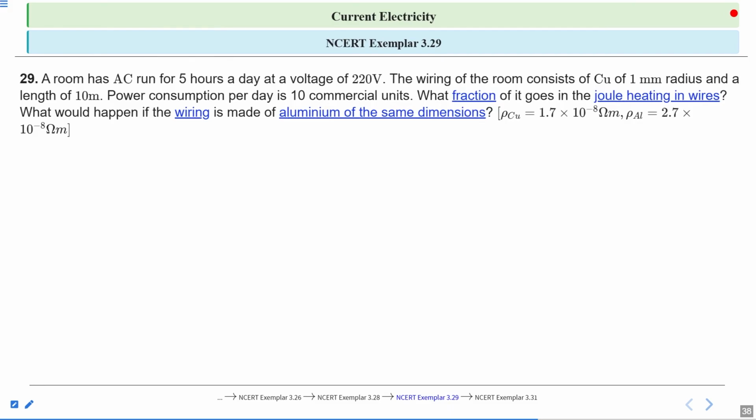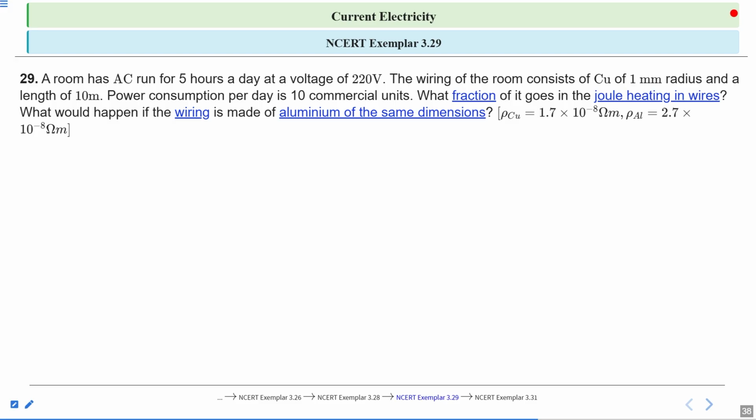Now next question. A room has AC run for 5 hours a day at a voltage of 220 volt. The wiring of the room consists of copper of 1 millimeter radius and a length of 10 meter. Power consumption per day is 10 commercial units. What is unit? Kilowatt hour. Okay, 1 unit is 1 kilowatt hour. What fraction of it goes in the joule heating in wires? What would happen if the wiring is made of aluminium of the same dimensions?